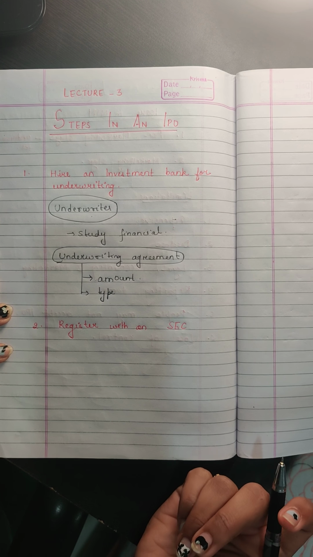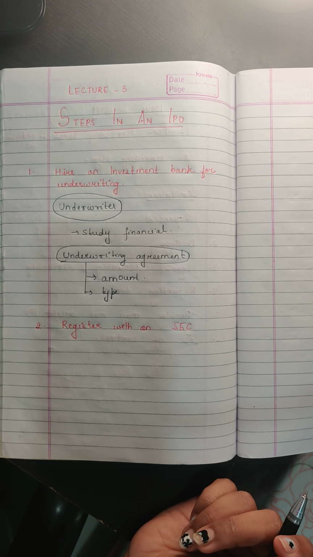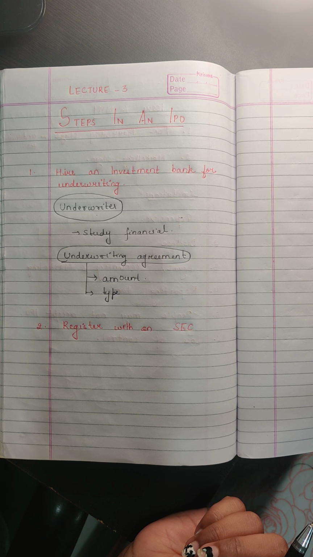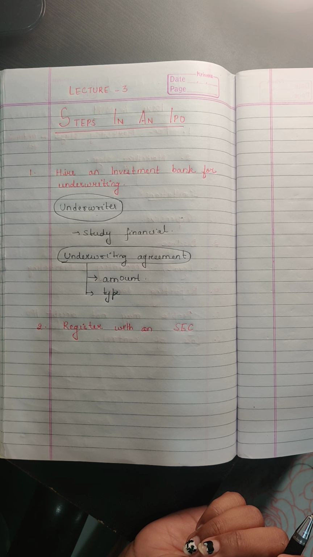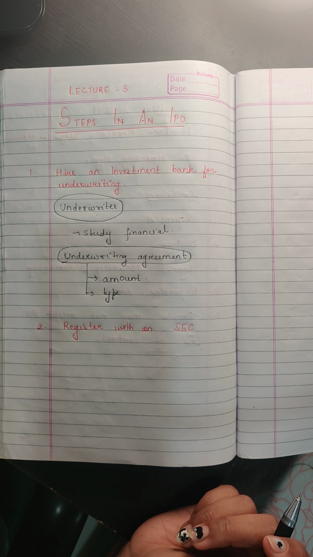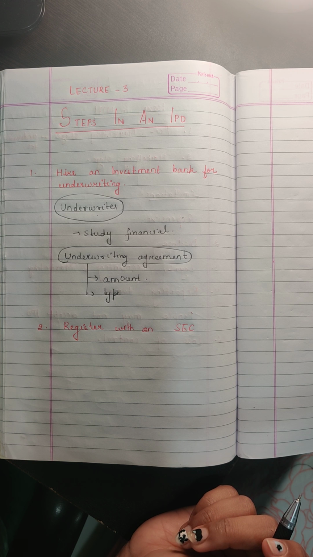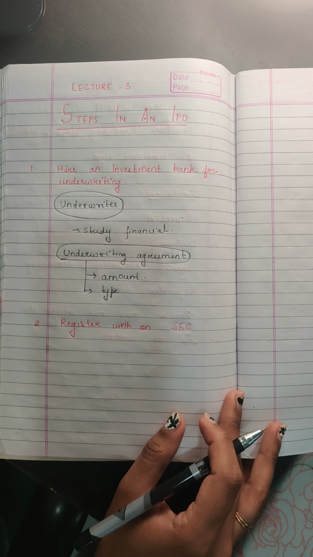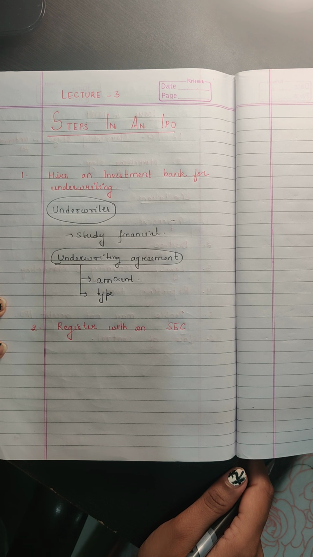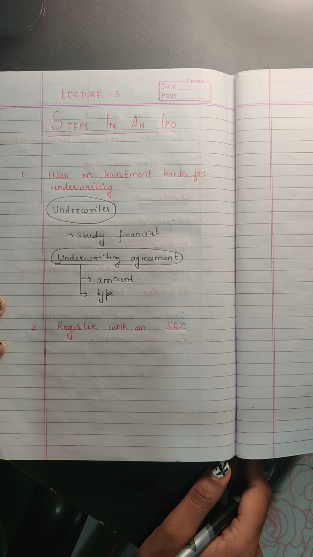Students, in the last class I told you about the new issue market, that is the primary market, in detail: the ways in which the securities can be issued in the primary market and the limitations of the primary market. Now in today's lecture I will be talking about the steps in an IPO. The process of IPO is a long one and there are several steps involved in it.